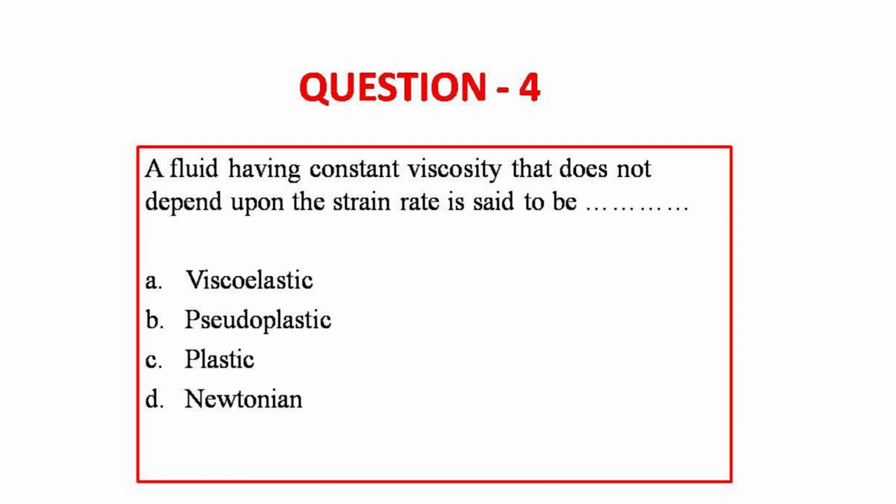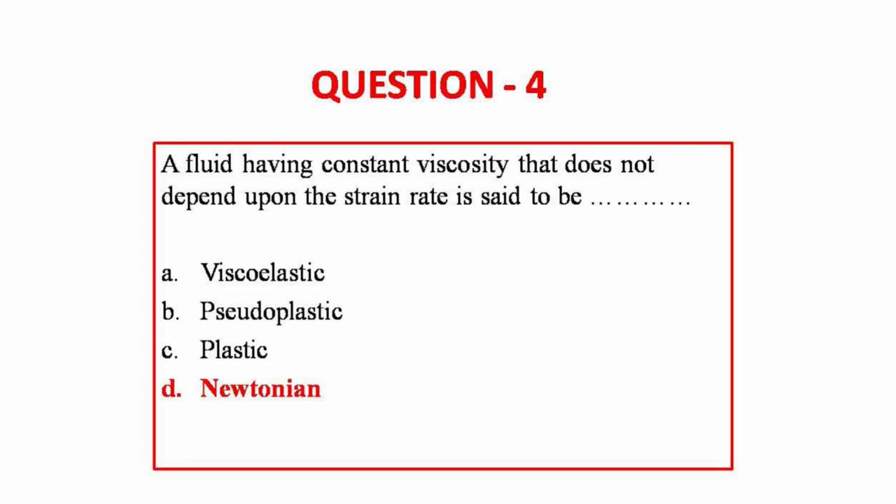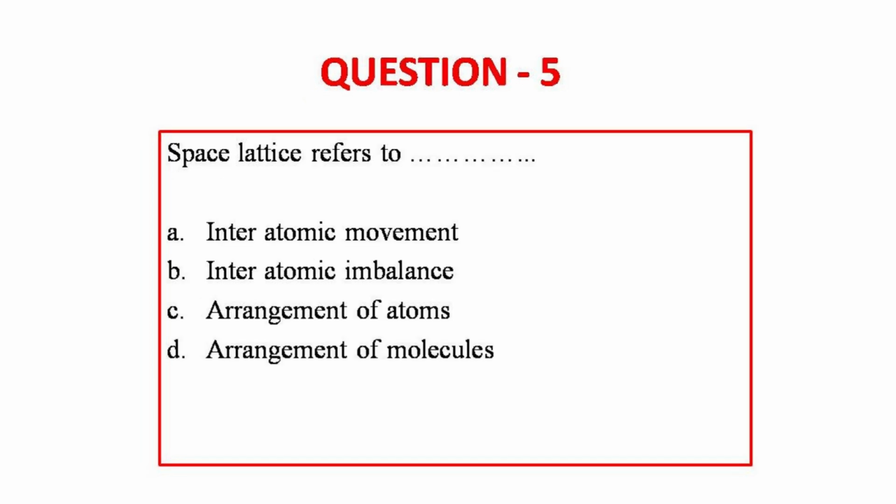A fluid having constant viscosity that does not depend upon the strain rate is said to be viscoelastic, pseudoplastic, plastic, or Newtonian. The answer to this question is option D, Newtonian. So what are these Newtonian fluids? These are ideal liquids where the shear stress is proportional to the strain rate. So moving on to question number 5.